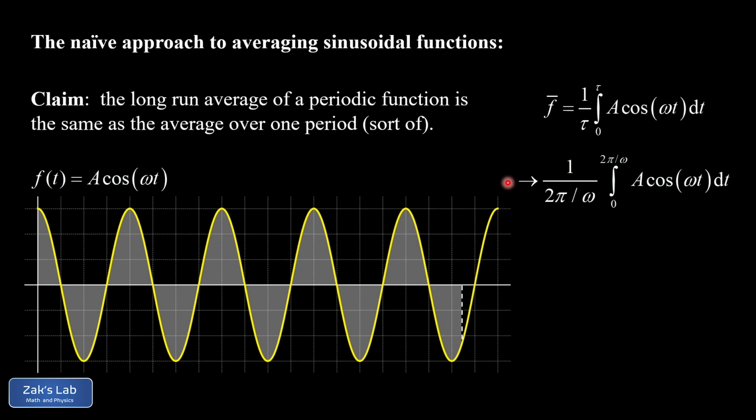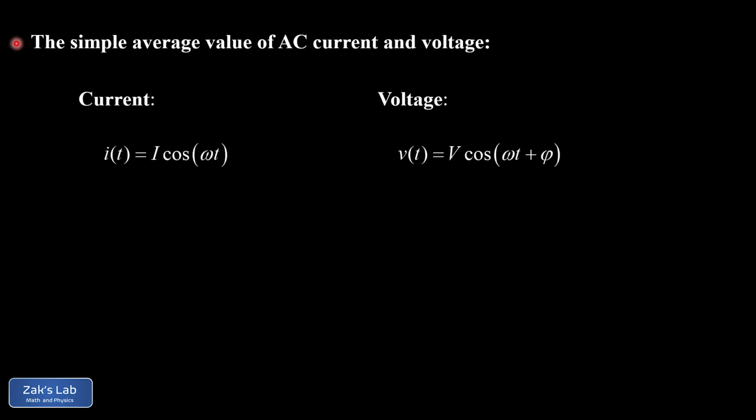So let's just extract ourselves from calculus land real quick and ask what this actually means for current and voltage functions in AC circuits. If we average the current function, that's the average over one period of a simple cosine function. And we already know that vanishes, so the average current must be 0.